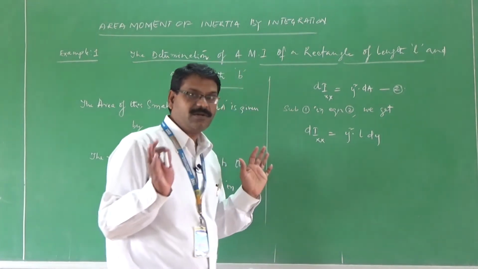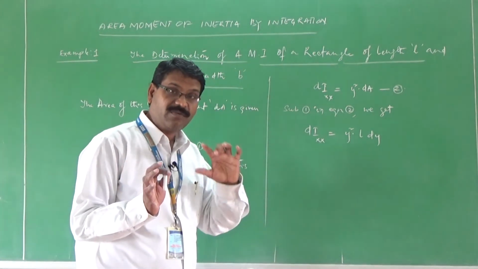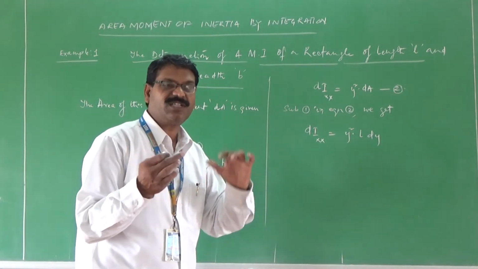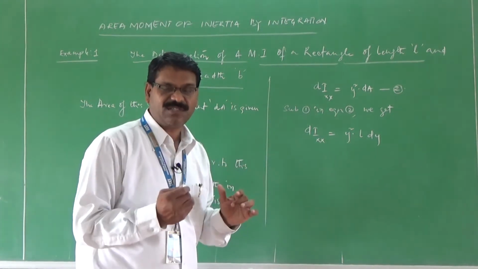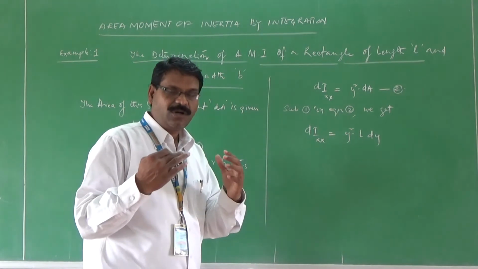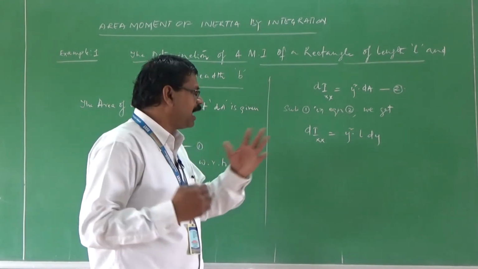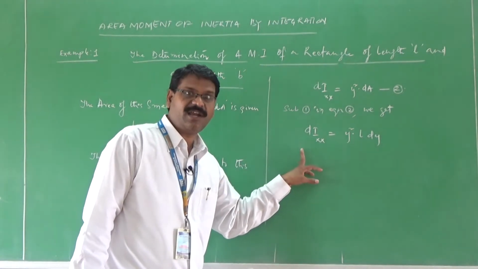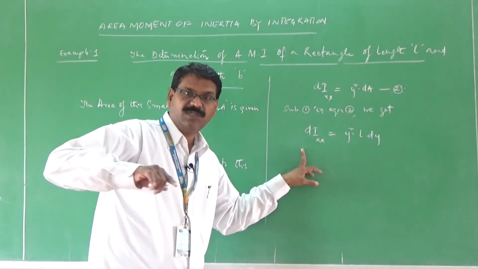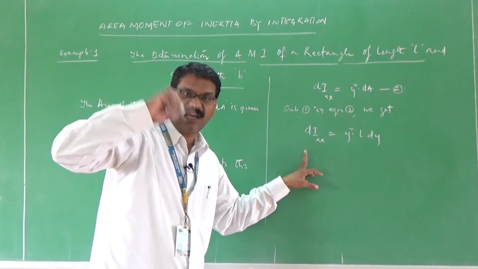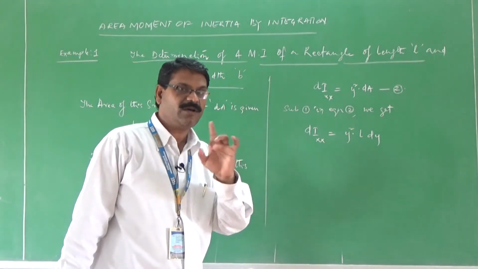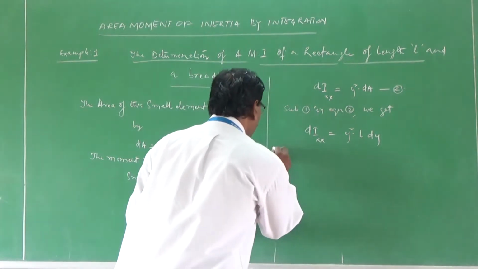Now our ultimate aim is to find out the total moment of inertia of a rectangle whose length is L and breadth b with respect to x direction. That means I need Ixx. So in order to get Ixx, with the help of this dIxx, I should integrate this dIxx from minus b by 2 to plus b by 2, then I will get Ixx. That I am going to call the total moment of inertia.